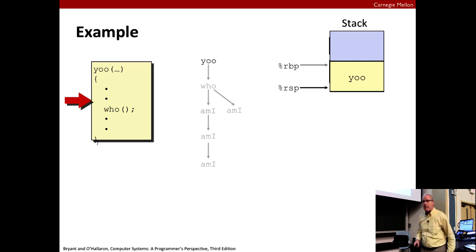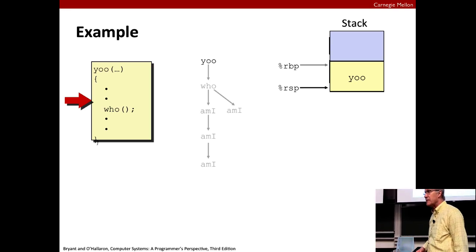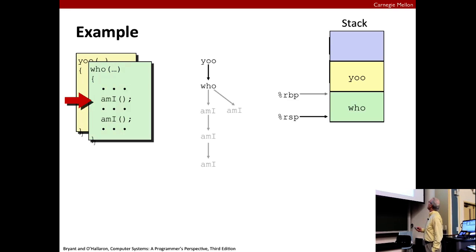Yes, question? So if RBP is optional, how do you know how much to take? Oh, so the question was, if RBP is optional, then how does the program know how to do the deallocation? How can it reset the stack back to the right place? And the answer is, and we'll see examples, that the code is compiled so it knows, for example, when it does the allocation, it's going to allocate 16 bytes. And then it knows at the end that it can deallocate 16 bytes.